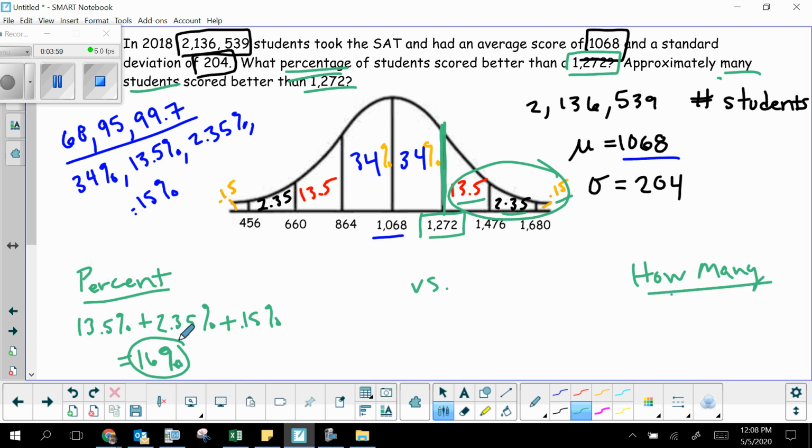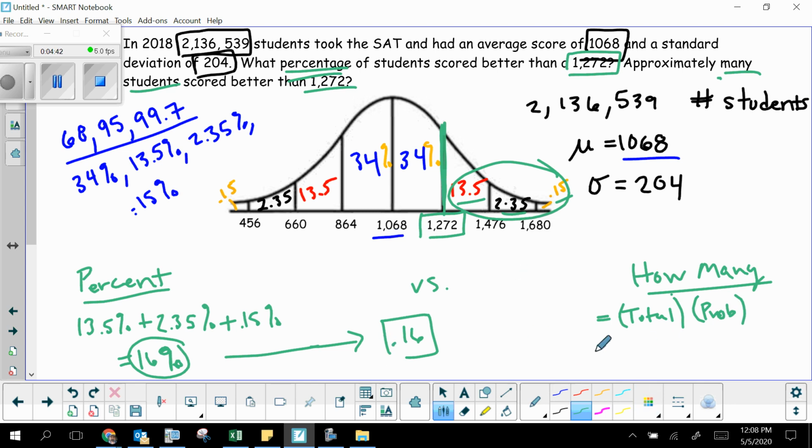We can't actually use the percent, but we can use the probability that's related with that percent. The how many is going to equal the total number of students times the probability. Well, this is your probability as a percent, but you can't plug a percent into a calculator. So remember, we can multiply by 100, or AKA move the decimal over two places, but 16% is 0.16 as a decimal. That is the probability of scoring greater than 1272 on the SAT in 2018.